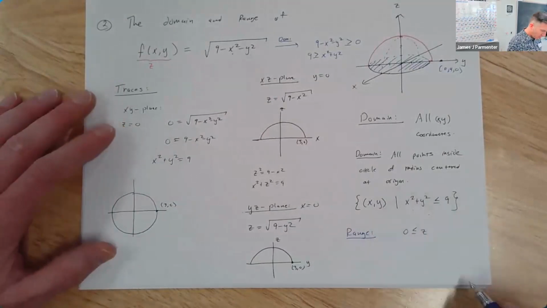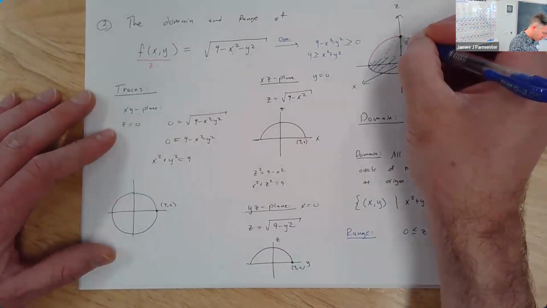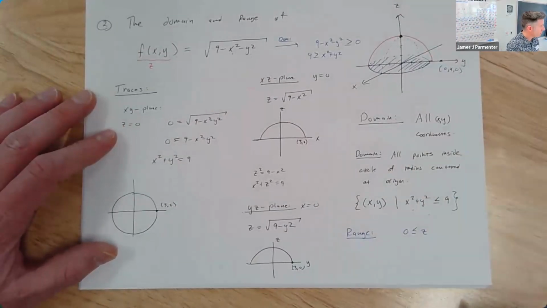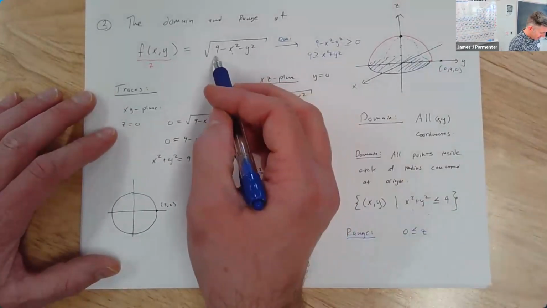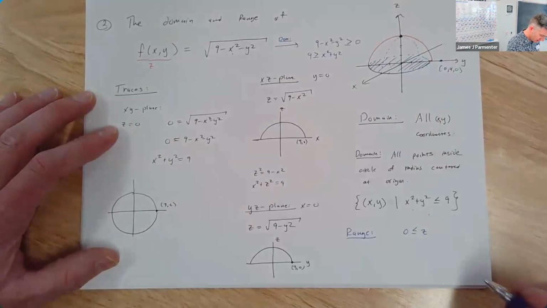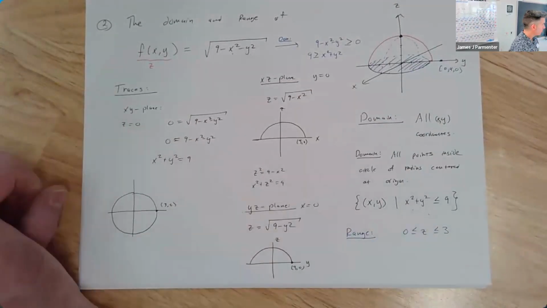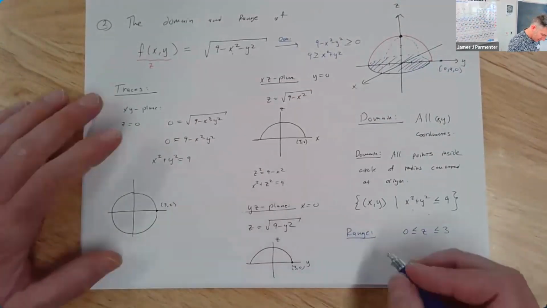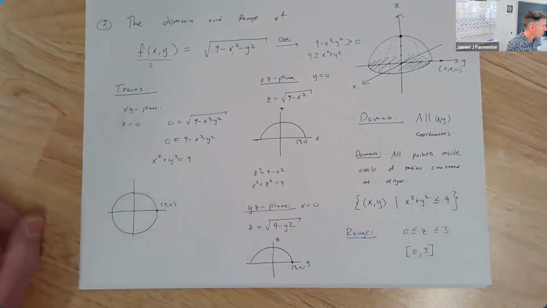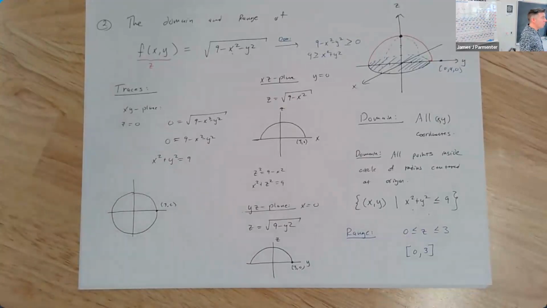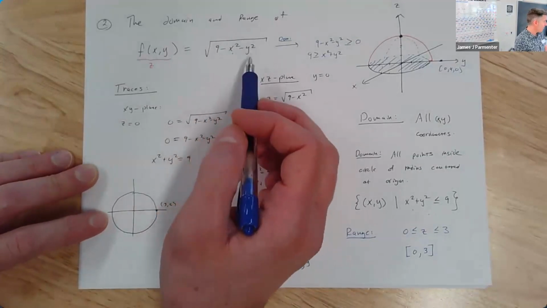And what's the highest z value we get right there? Well, if x and y are both 0, which is what that looks like it is, 9 minus 0 is 9, and the square root of 9 is 3. So the range here really is an interval. The range is bracket 0 to bracket 3. I can't go any lower than 0 because it's a square root, or it's only giving me non-negative results. And I can't go any higher than 3 because there's no way to make this number any higher than 3.